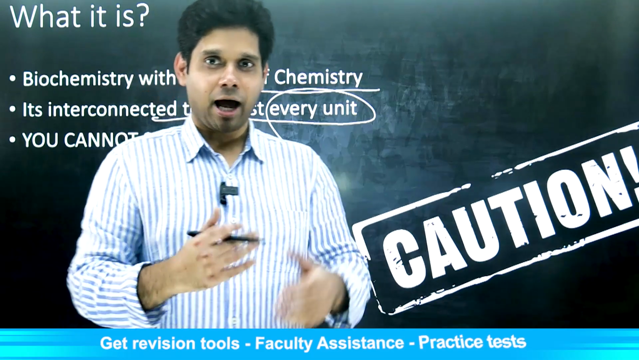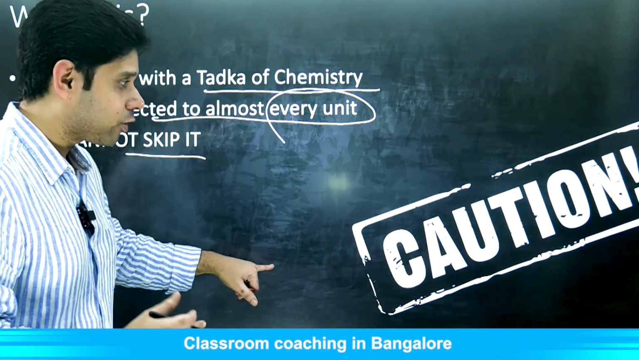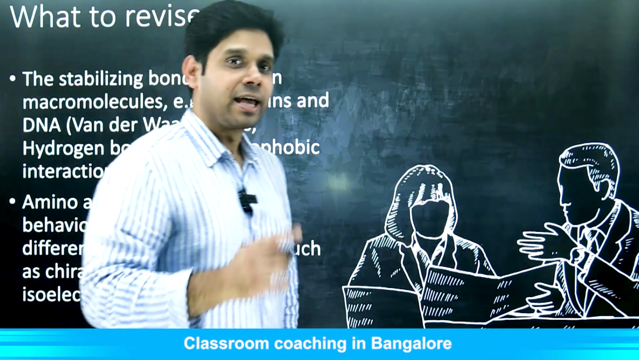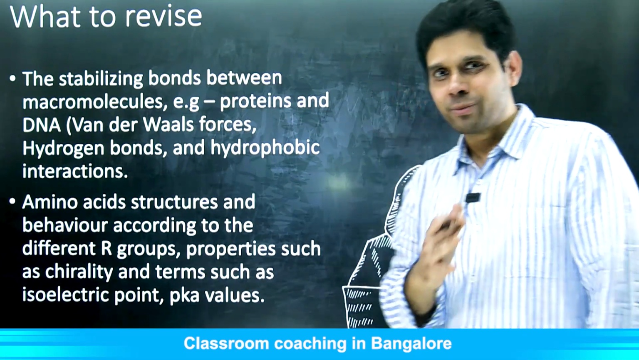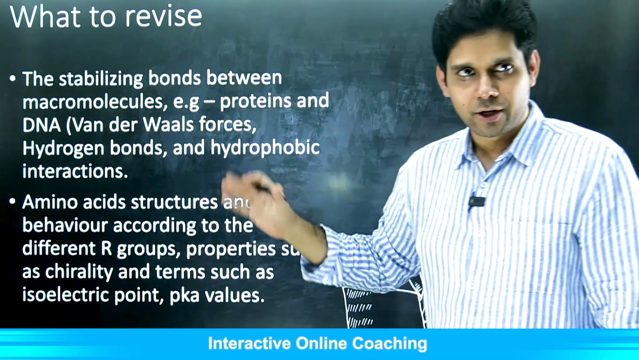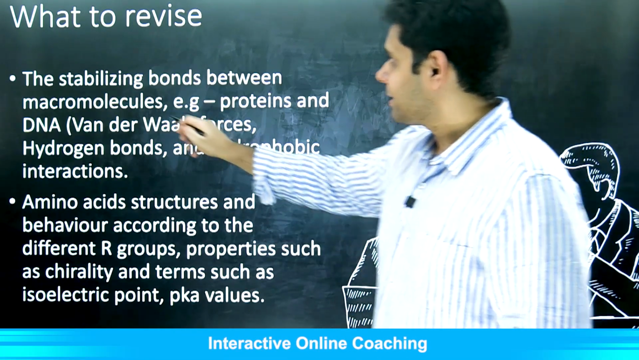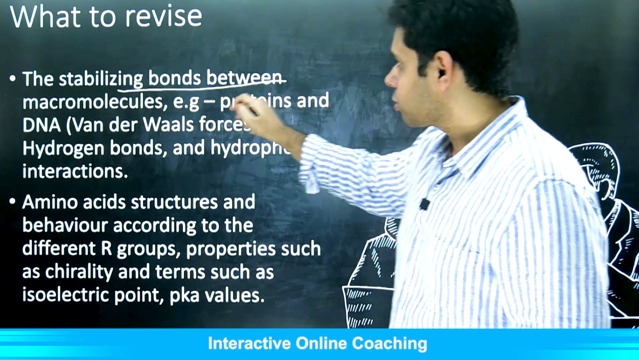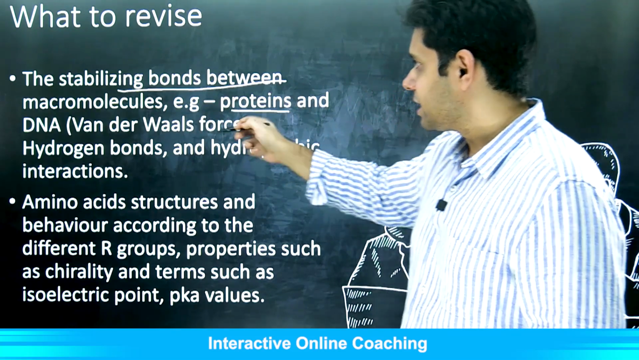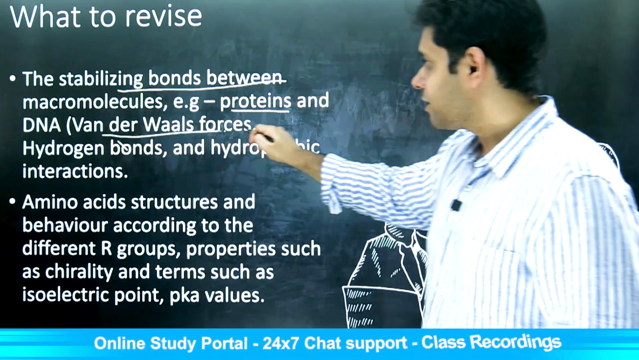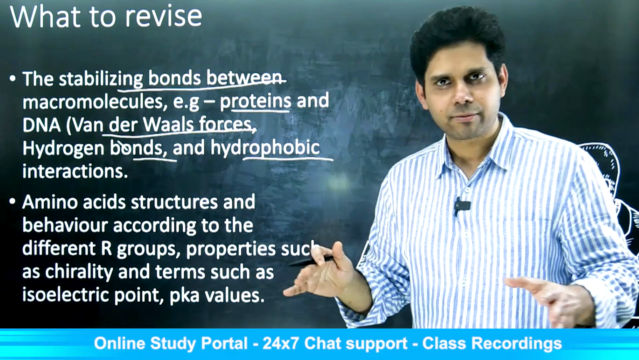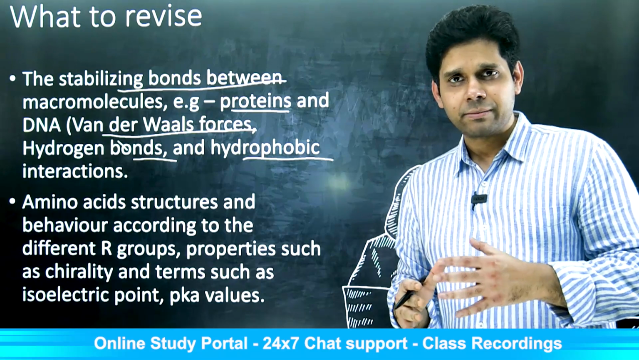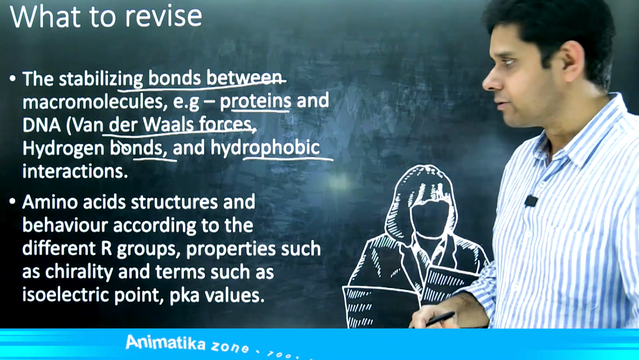Okay, fine, I'll not skip it. But how do I accelerate it? What are the things I should study and revise? Let's talk about that. So here is a part of the syllabus which you must revise from Unit 1. You have the stabilizing bonds between macromolecules such as proteins and DNA, which are van der Waals forces, hydrogen bonds, and hydrophobic interactions. A lot of questions come from this part of the syllabus. You should have a good grip on this.